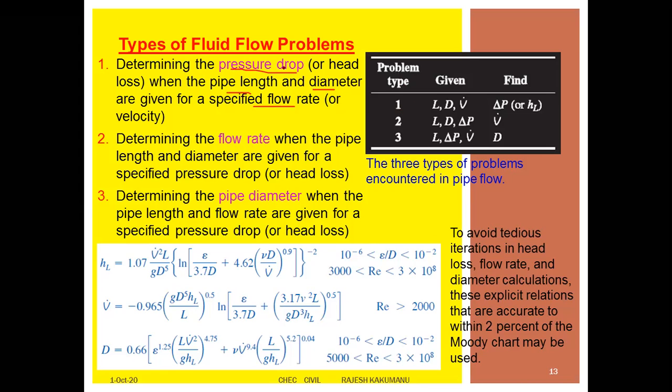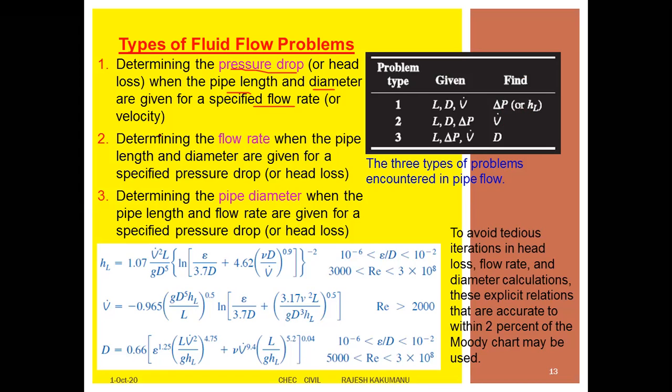First one, the pressure drop. What is given: the length of the pipe, the diameter of the pipe, and the velocity in the pipe. Then what is the thing you have to find? Delta P or HL. So remember this box. What are the types of fluid flow problems you will encounter? In the first case, whenever you have to find the pressure drop delta P or head loss HL, what is the given data? The length of the pipe, the diameter of the pipe, and the velocity or flow rate.